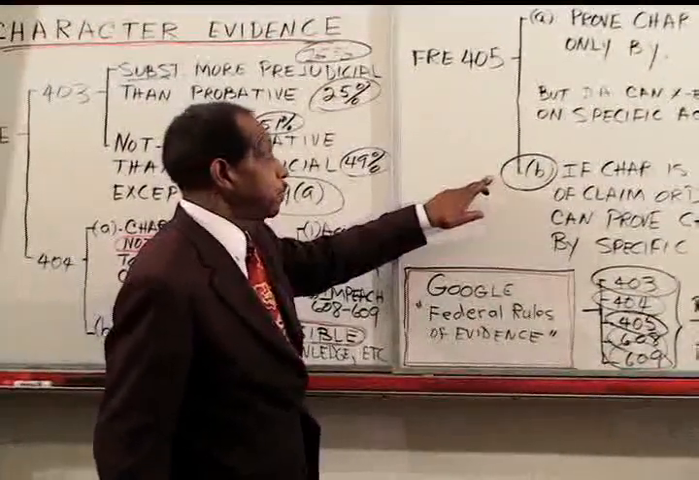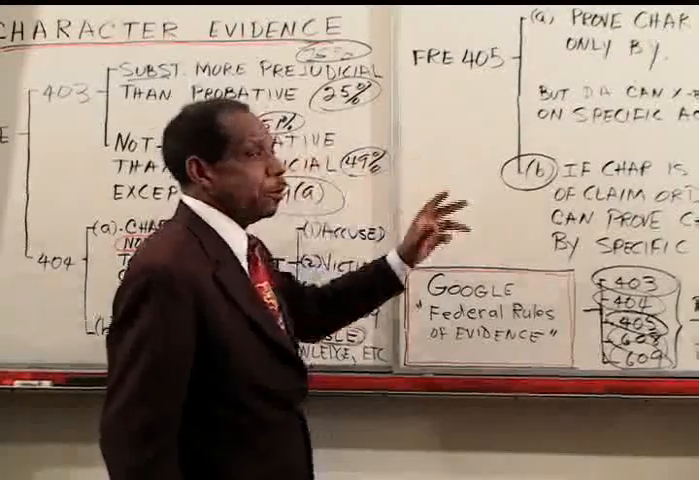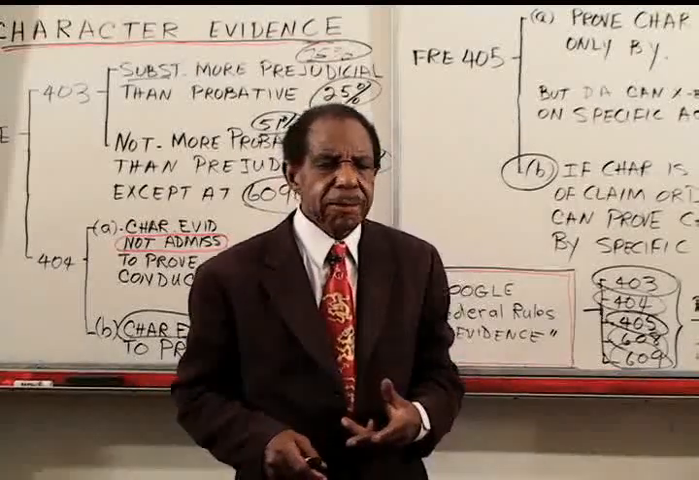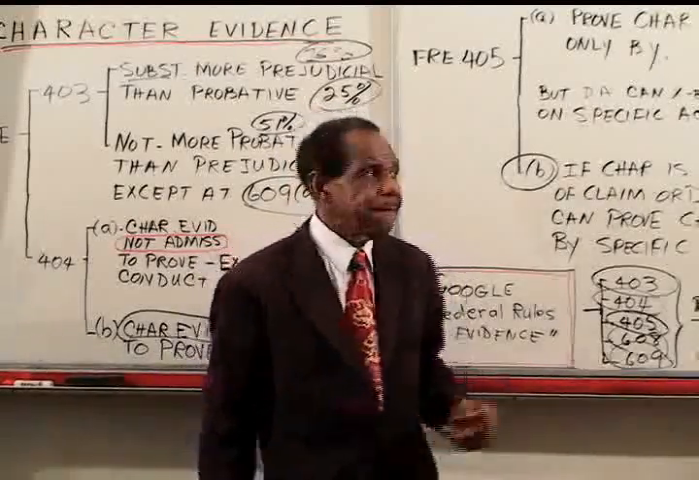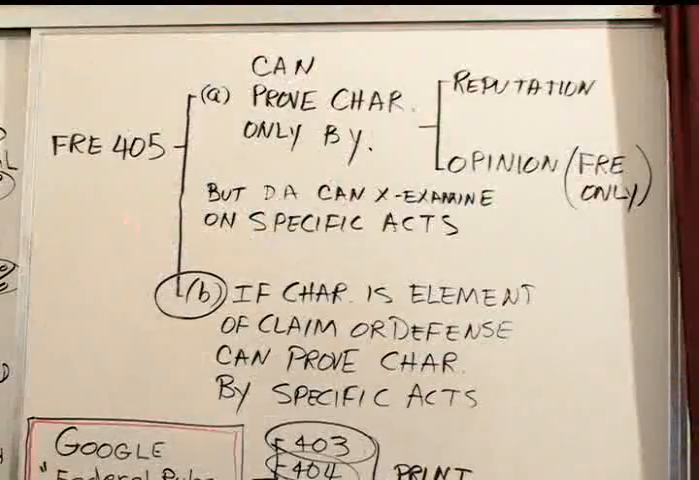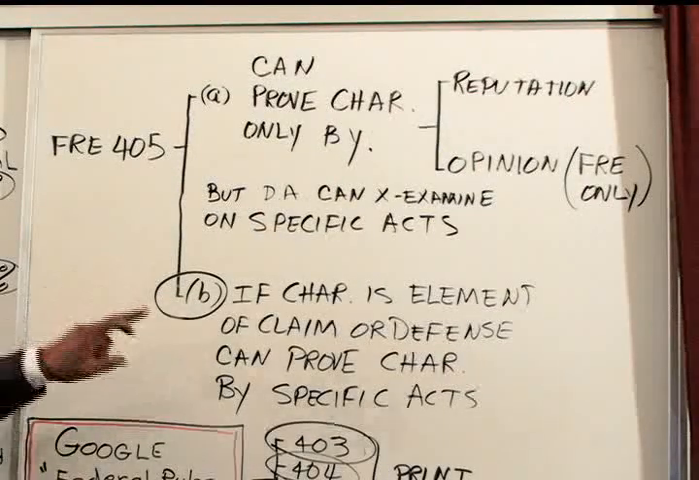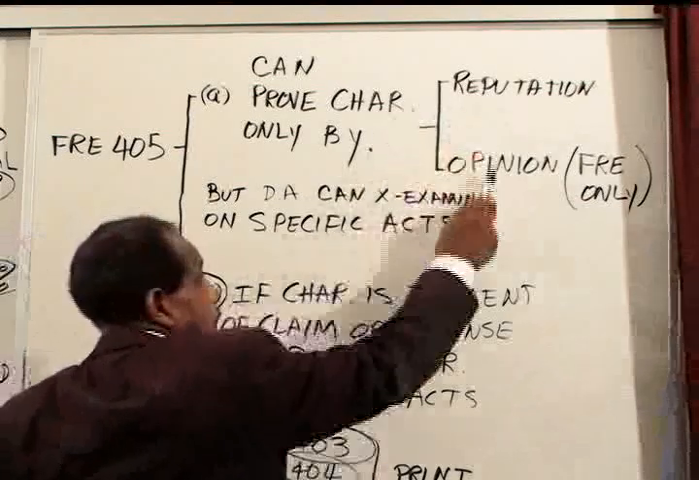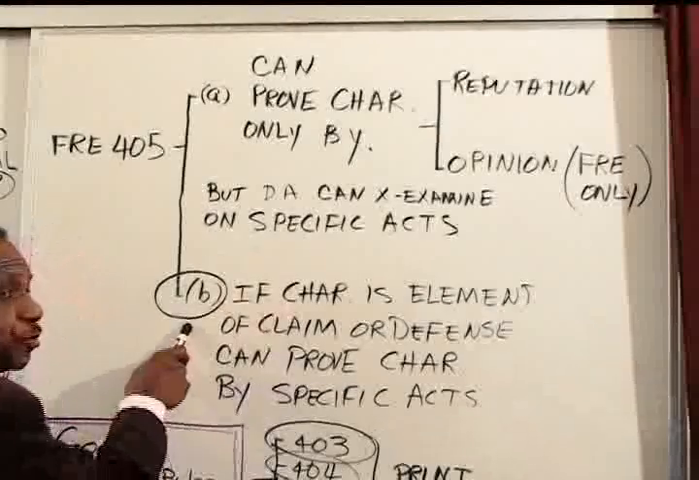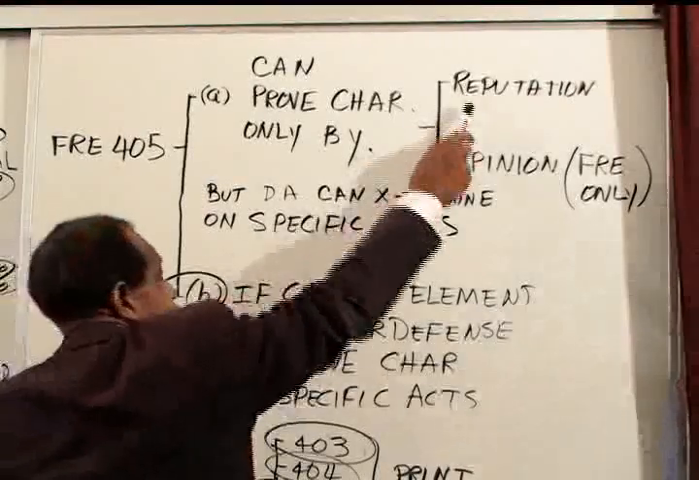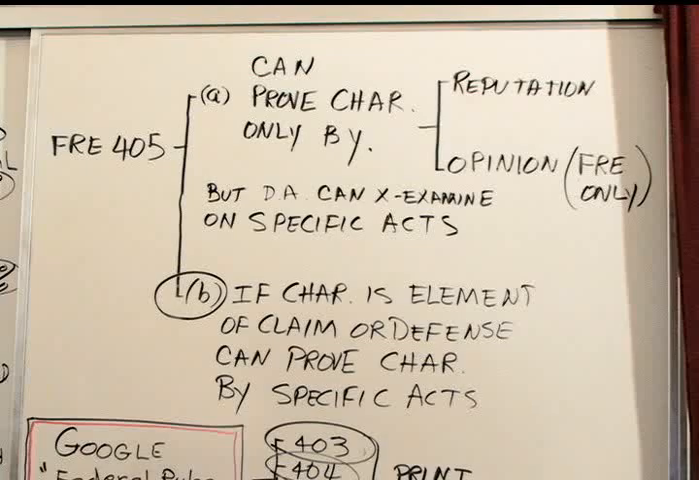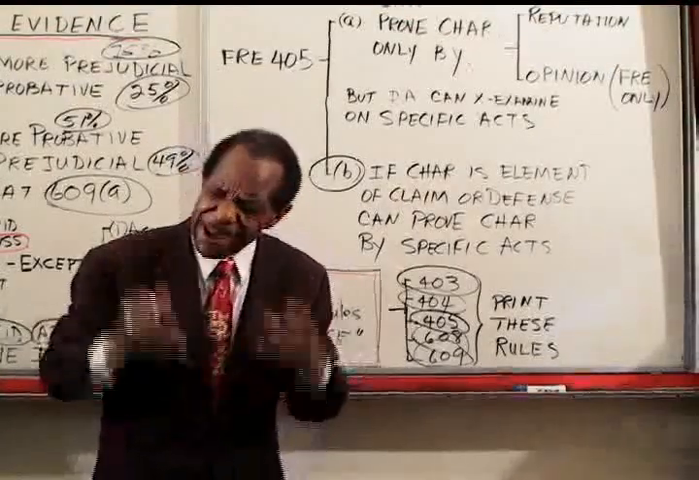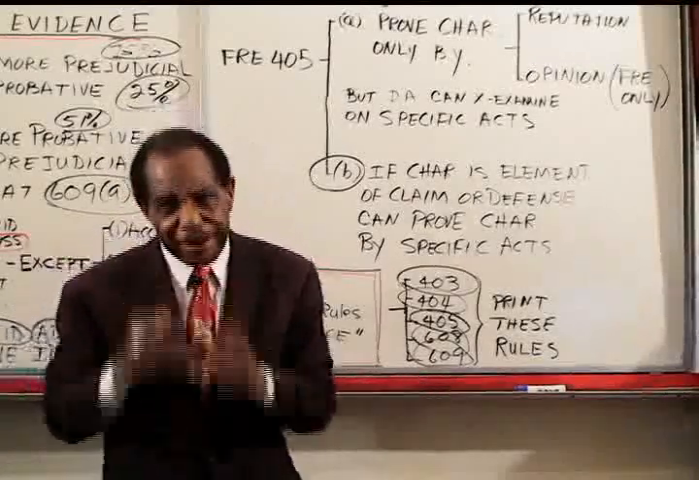Now, the 405B part. Remember, 405 says if you are in one of these situations where you can admit character evidence, then you've got to do it in the form of reputation or opinion, but the cross-examination can be like we talked about. But 405B says that you're not limited to reputation or opinion if character itself is an element of the crime or defense, or the claim or defense. And there are very few situations where character is an element.